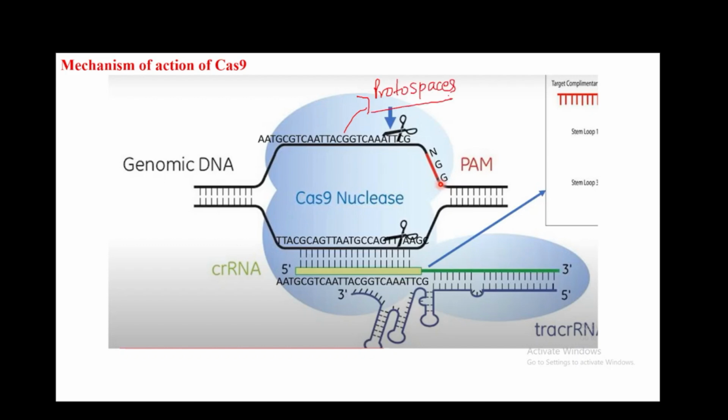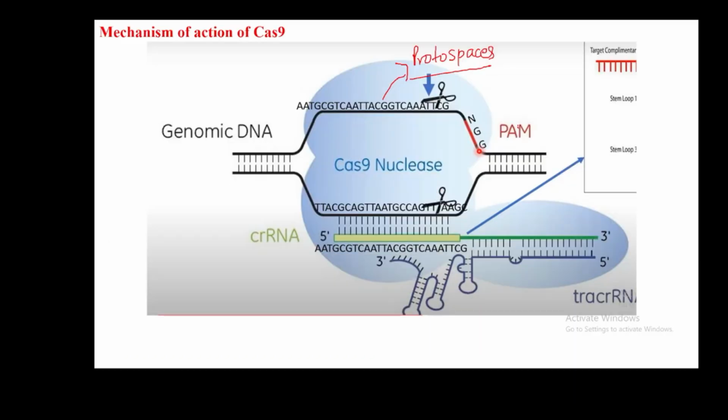Okay, and this PAM sequence needs to be present in your template strand, or the DNA sequence which you want to edit. This sequence needs to be in your gene of interest. So this is the protospacer adjacent motif, and any sequence near to this is known as the protospacer, and this is the protospacer adjacent motif.